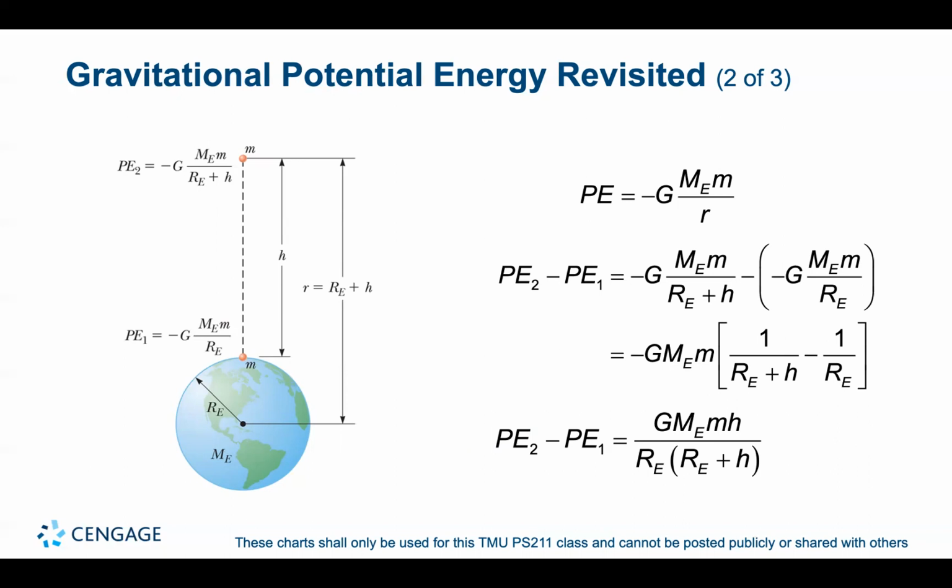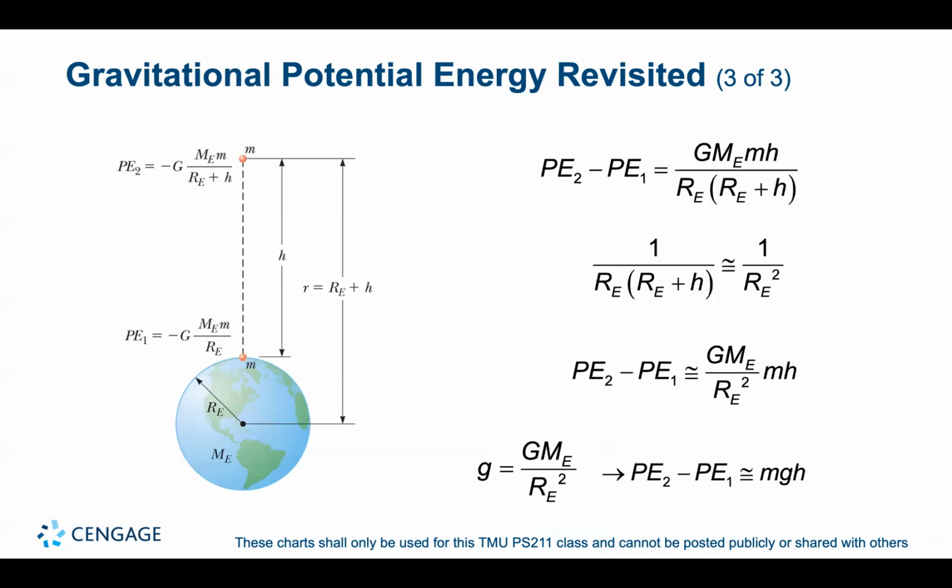To see this, let's write the change in potential energy as an object is raised from the ground to height h, using the general form for gravitational potential energy, as illustrated in the figure. After finding a common denominator and applying some algebra, which you can do on your own, we obtain this expression. When the height h is very small compared with R_E, h can be dropped from the second factor in the denominator. Substituting this into the first expression, we get the result as shown.